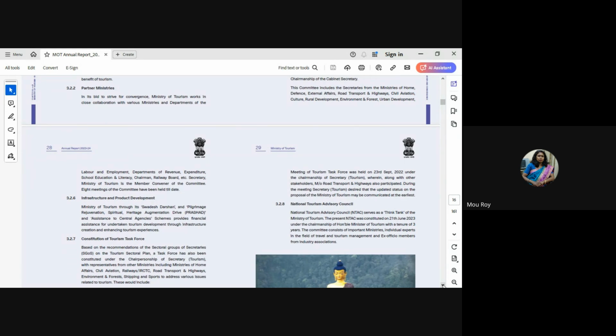This was initiated by the Prime Minister. One is the Swadesh Darshan, and the other is Prashad, PRASHAD, and the full form of Prashad is Pilgrimage Rejuvenation Spiritual Heritage Augmentation Drive.